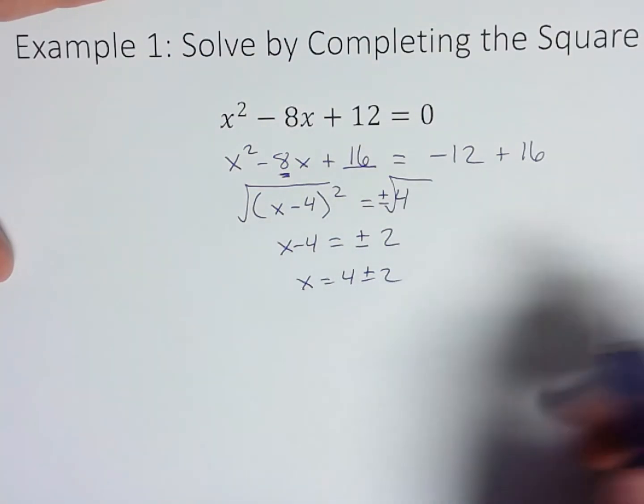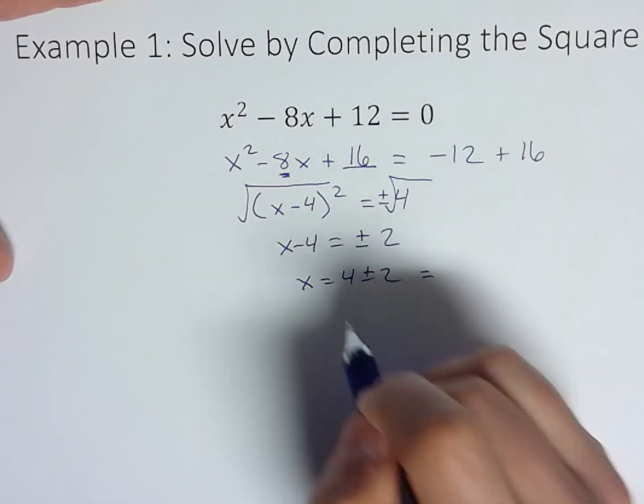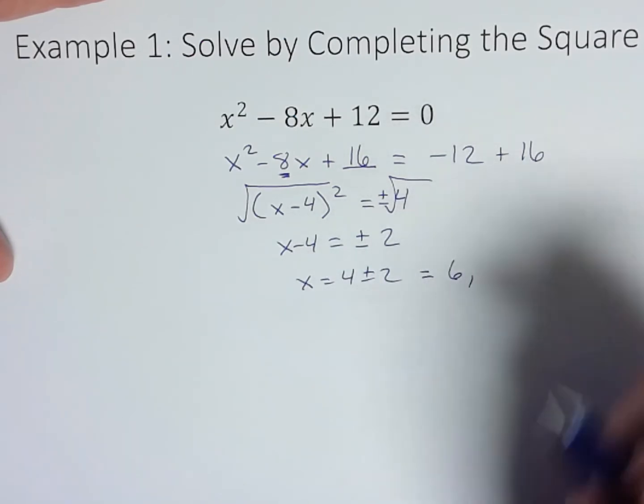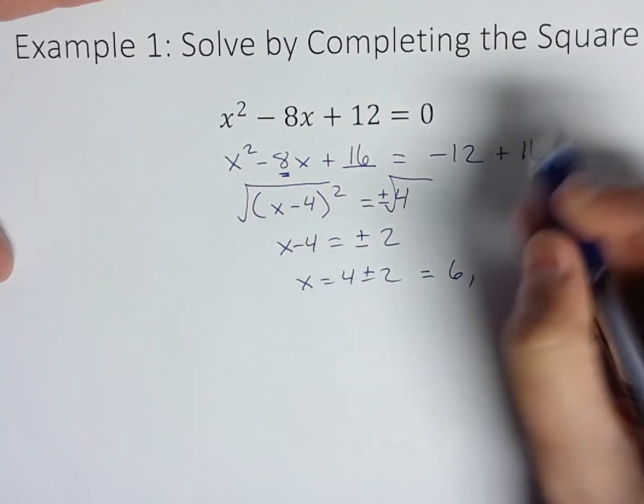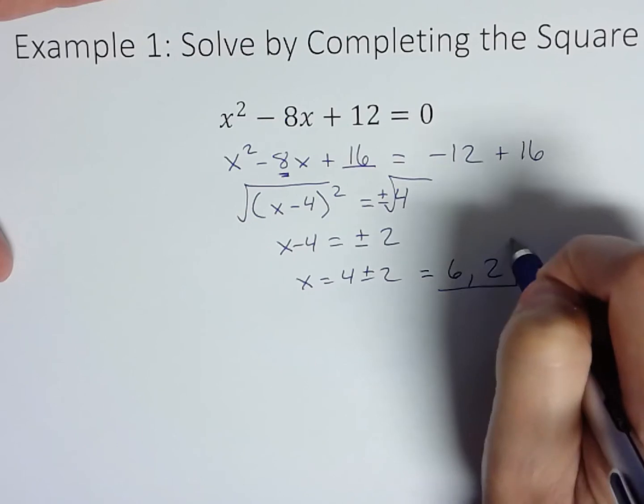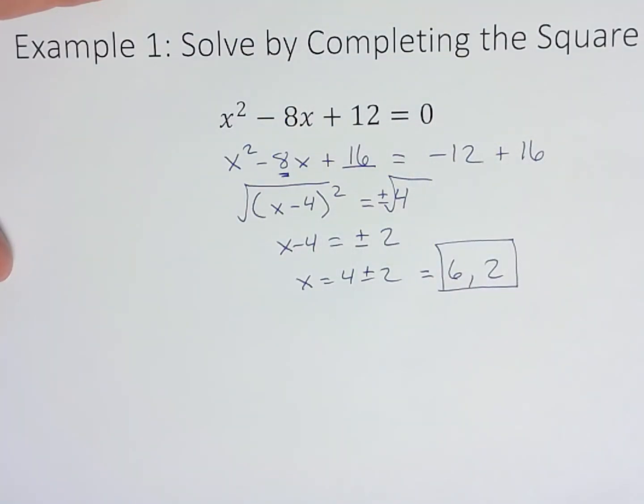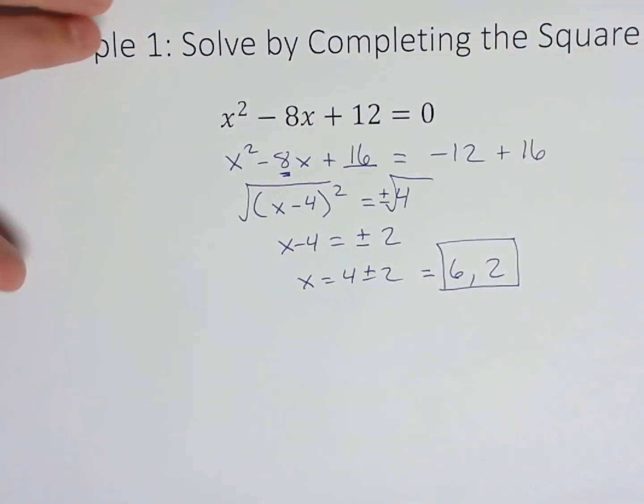Now those are just nice numbers, so let's not leave our answer like that. 4 plus 2 would be 6. 4 minus 2 would be 2. So there are our two solutions. We just completed the square.